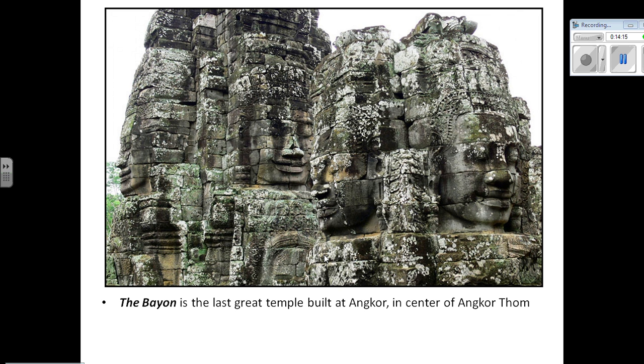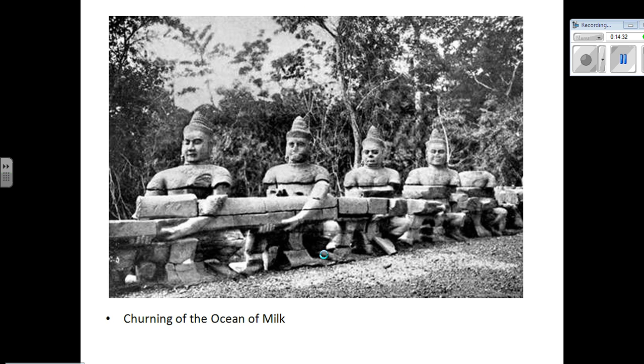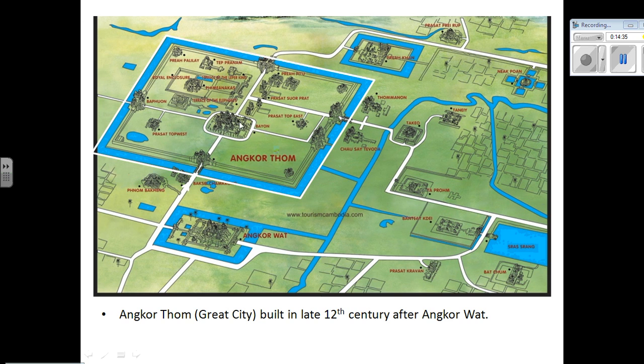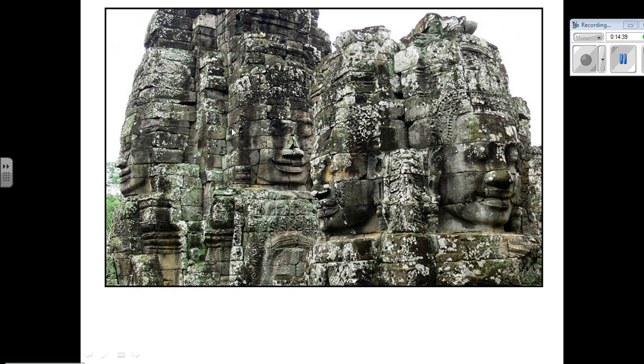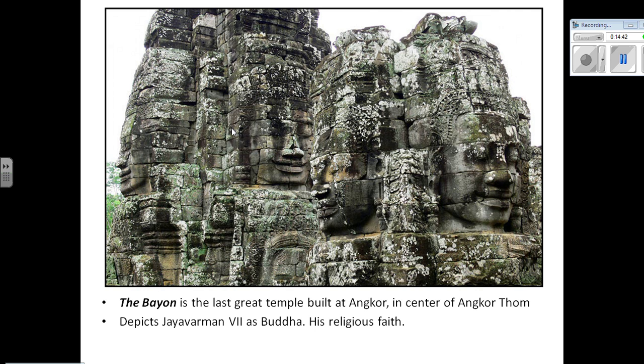And the Bayon is the last great temple built in Angkor. This is really the peak of the Angkor site before the Khmer Empire begins to decline. It's right in the center of Angkor Thom here. If we go back to our map, we can see the Bayon right here. Okay, and it's the most famous detail of Angkor Thom, and it depicts the leader Jayavarman the Seventh, and he's depicted as the Buddha.